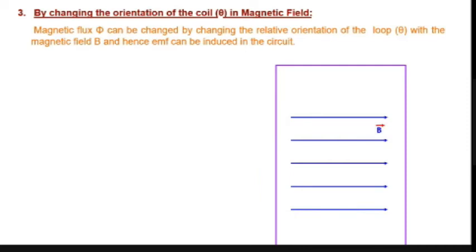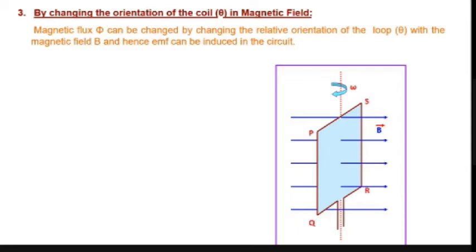So here B is constant, A is constant. We are not changing magnetic field, not changing area. Now we are keeping the coil like this. So now if we rotate the coil, what will happen? See here, this is a PQRS coil. Area vector is perpendicular to the surface. Theta is the angle between area vector and magnetic field. As we rotate the coil, what is happening? Theta is changing.